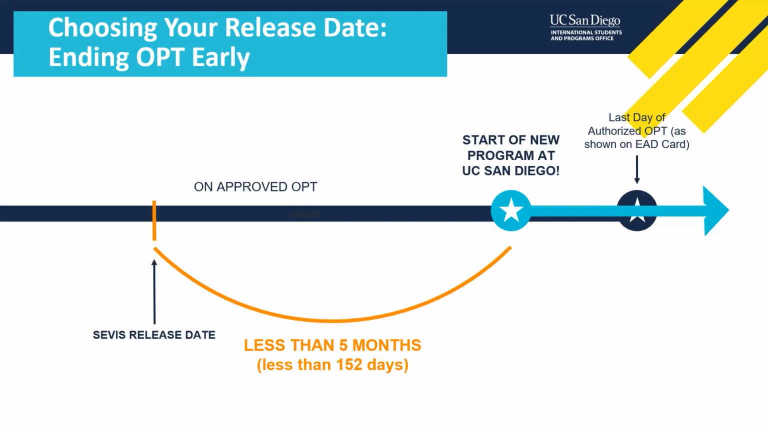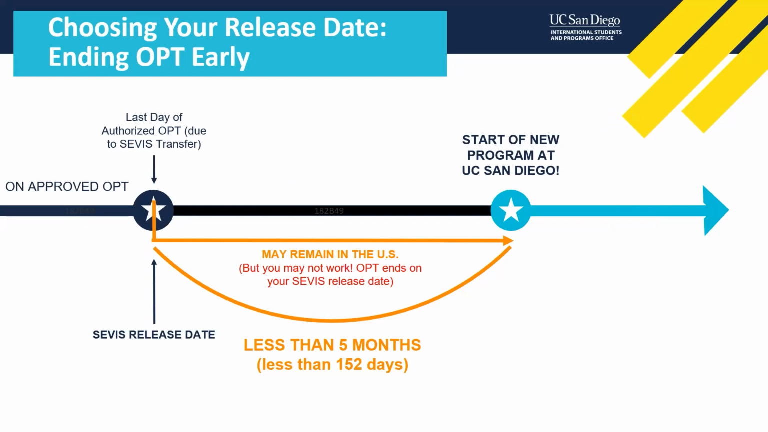This will mean that you must choose a SEVIS release date that is during your period of authorized OPT. The 5-month rule still applies in this case. The SEVIS release date you choose must be less than 5 months away from the start of your new program here at UC San Diego. Now, as I just mentioned, the SEVIS release date will be taking place during your period of authorized OPT. If you are transferring your SEVIS record during your period of OPT authorization, it's very important to note that your OPT will then end on your SEVIS release date.